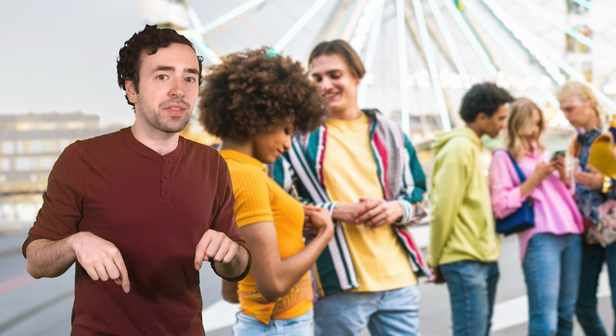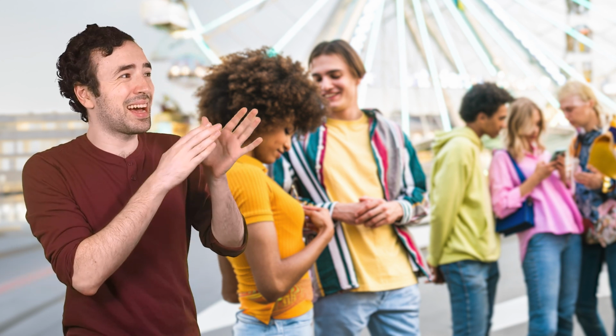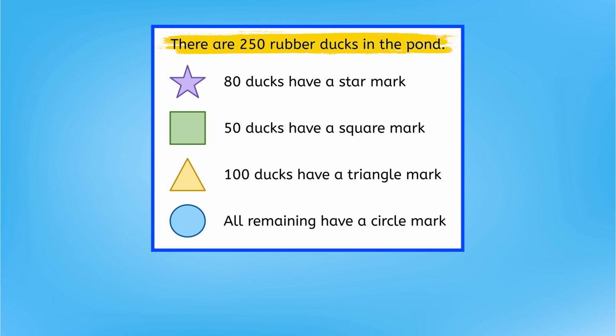I'm at the back of the line right now, but I can see the signs in the booth from here. There are 250 rubber ducks in the pond. 80 of them have a star mark, another 50 have a square mark, 100 have a triangle mark, and all remaining ducks have a circle mark.